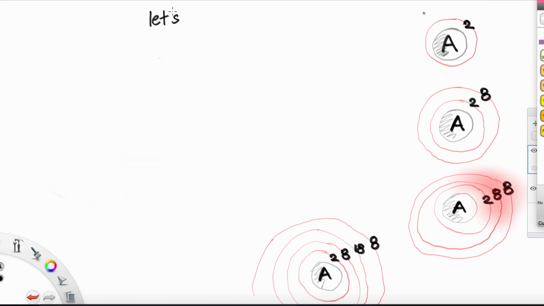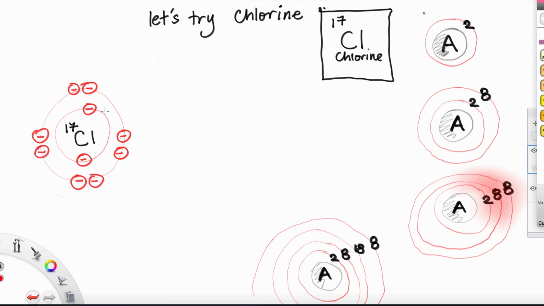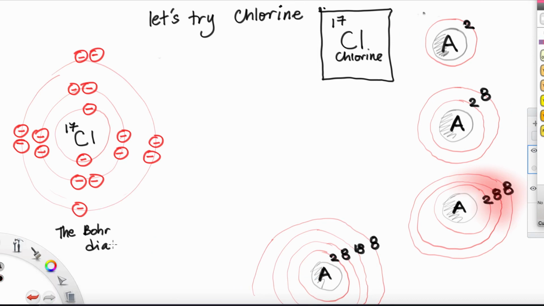Let's try writing chlorine, shall we? So chlorine has 17 electrons in total. That means its first orbit contains 2 electrons, the second orbit contains 8 electrons, and the final orbit contains 7 electrons. That's the Bohr diagram, and we can write the simplified Bohr like this.